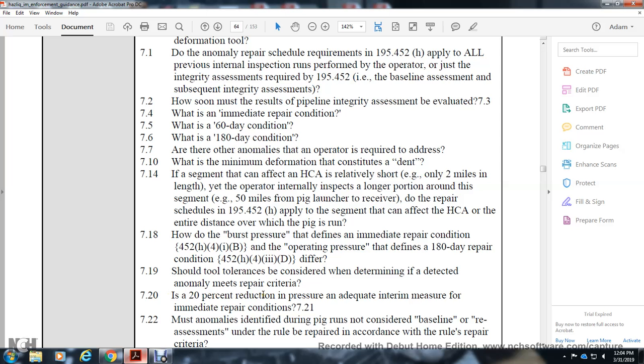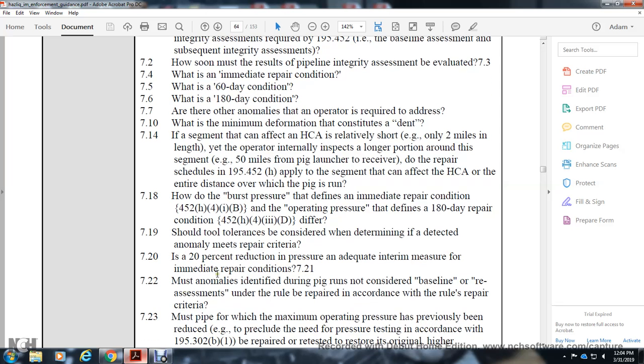720. Of the 20% of the reduction pressure for the adequate in terms of the pressure for the intermediate repair condition. 721. So must anomaly identified during the pig run but not considered the baseline of the reassessment and with the rule of the repair within accordance with the rules for repair with the criteria.